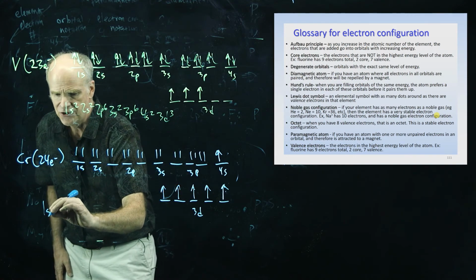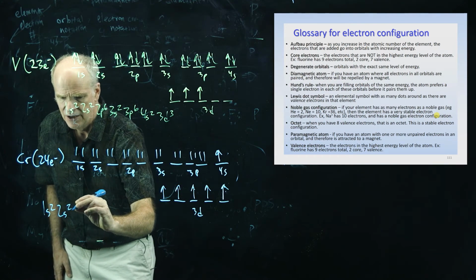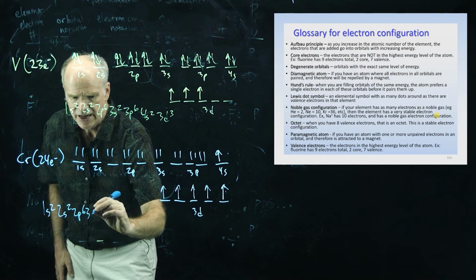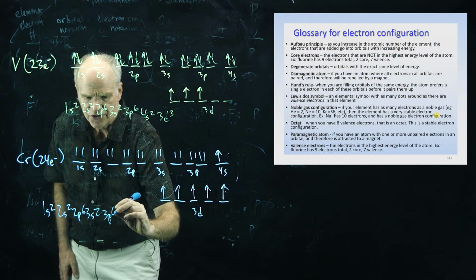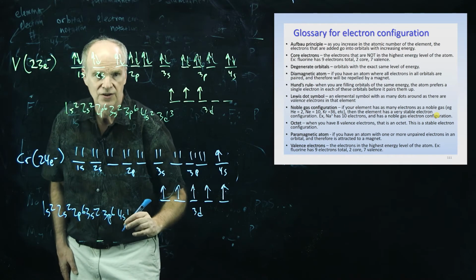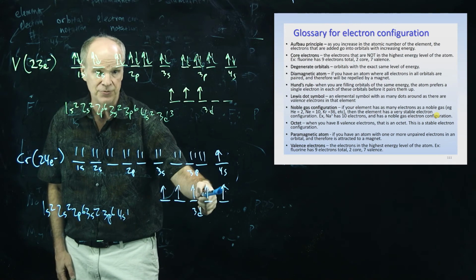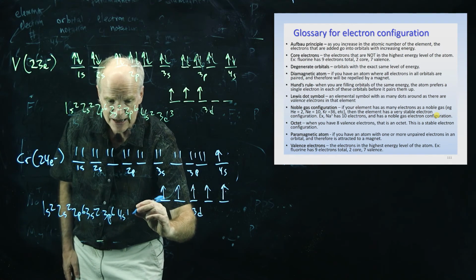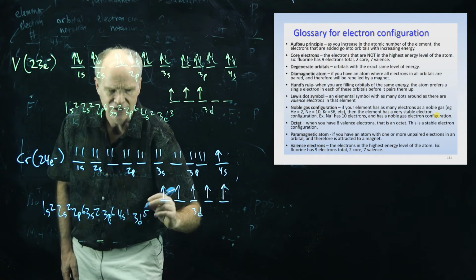So it's 1s2, which is normal, 2s2, 2p6, 3s2, 3p6. This is all like before. And now chromium has 1 electron in the 4s, and it's pushed that other electron into the 3d. So it's 3d5. So why did it do that?